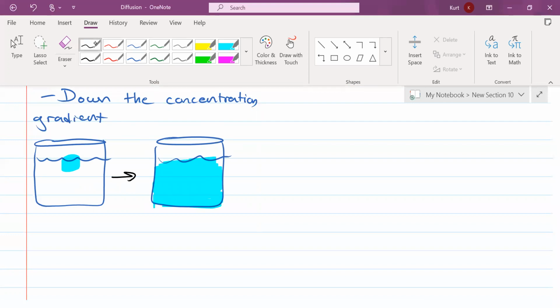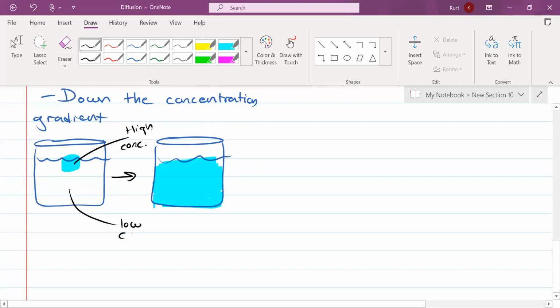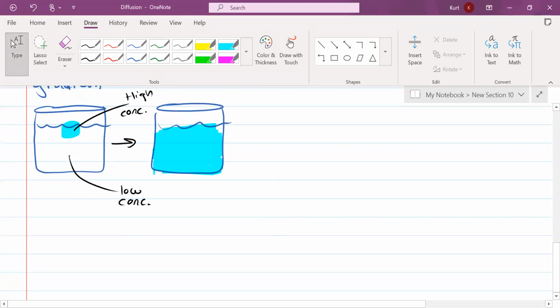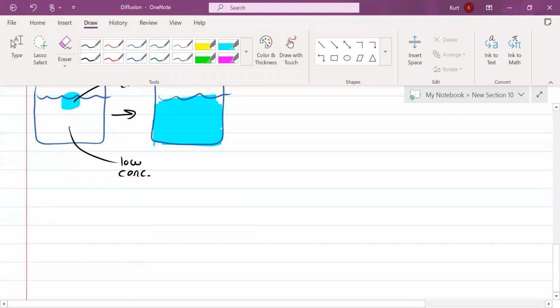That's diffusion. This right here, that little drop, is the high concentration. All of this area is low concentration. It is going to diffuse from high to low until the entire area is equal. That's diffusion. More specifically, that's passive diffusion or passive transport.